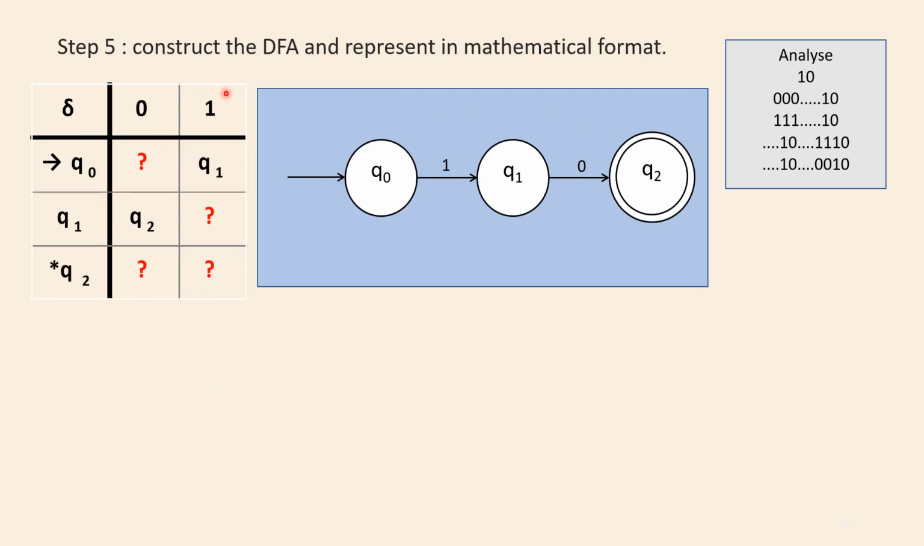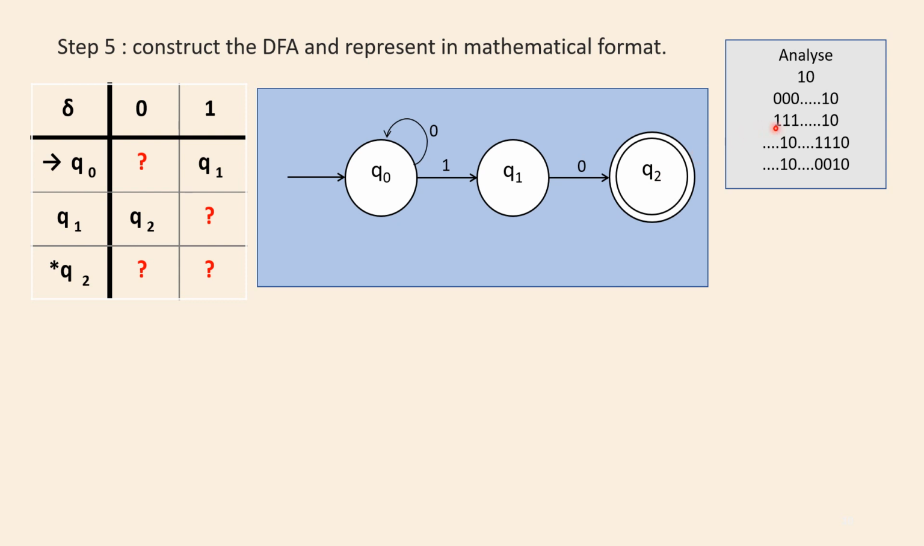So our fifth step is to construct the complete DFA and represent it in a mathematical format. Here we know that these are the strings that are to be accepted. Now consider if I have n number of zeros followed by ending with 1, 0. So I am going to loop those zeros to Q0, and 1, 0 is going to the final state.